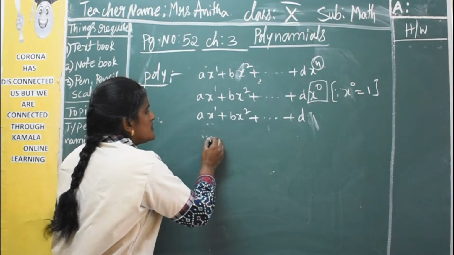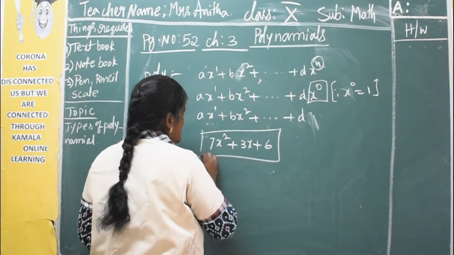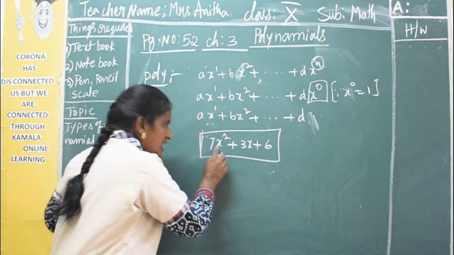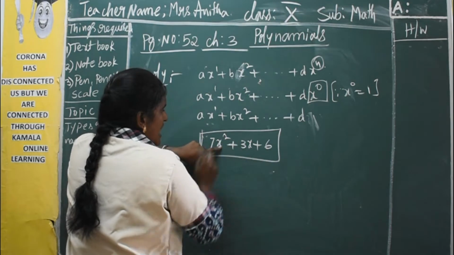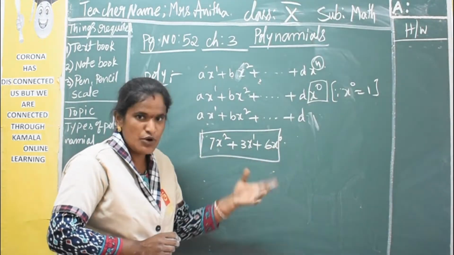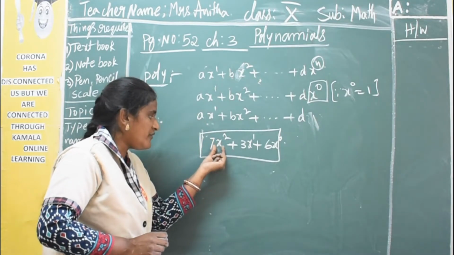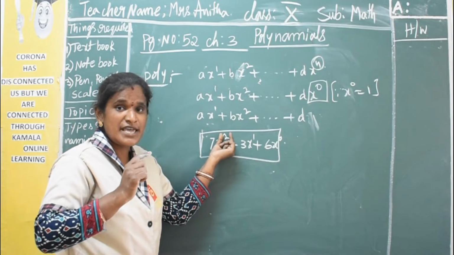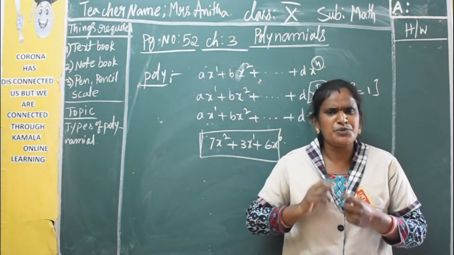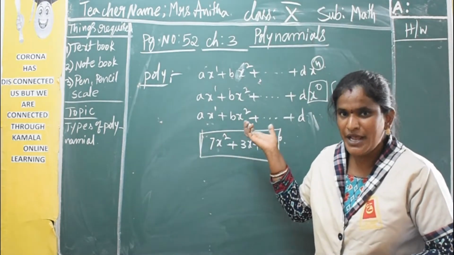So I'm taking for example 7x squared plus 3x plus 6. In this we can observe: is this an algebraic expression or not? Definitely it is an algebraic expression, and its variable has some power. The power is a whole number. 1 is a whole number, 2 is a whole number, and so is 3. Then it is called a polynomial. So simple, children: a polynomial is an algebraic expression in which the variable has some power, power as a whole number.